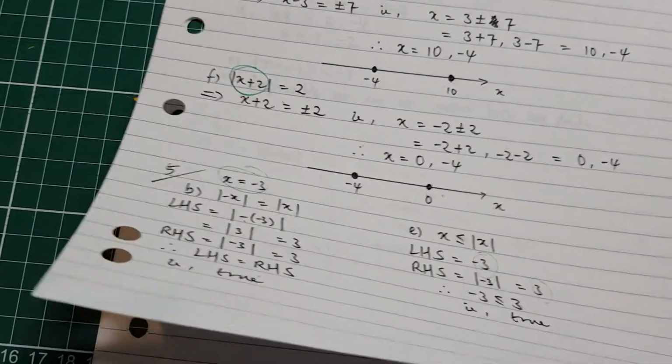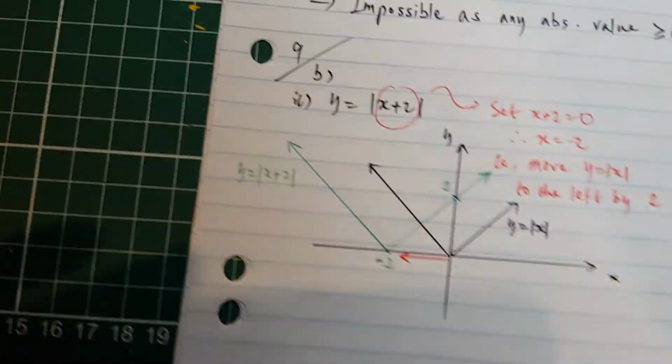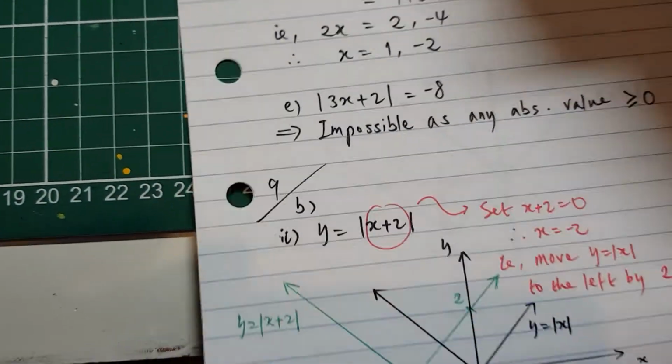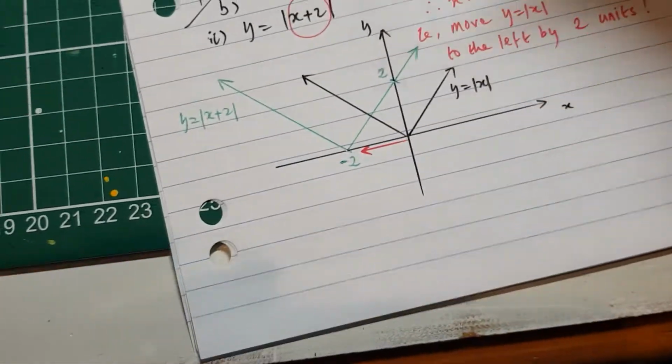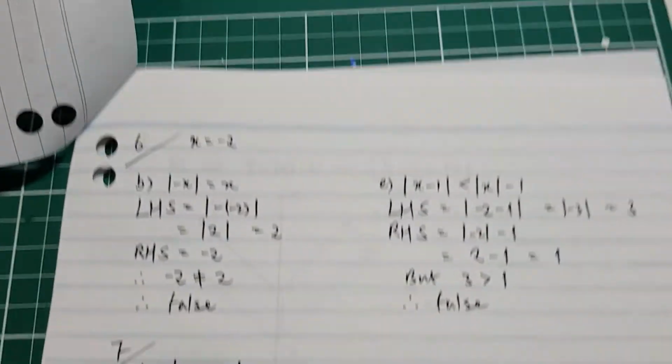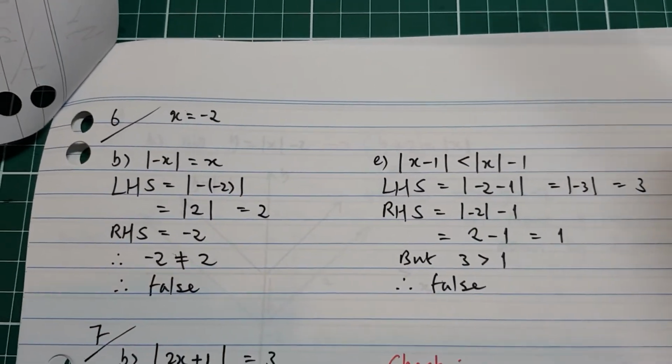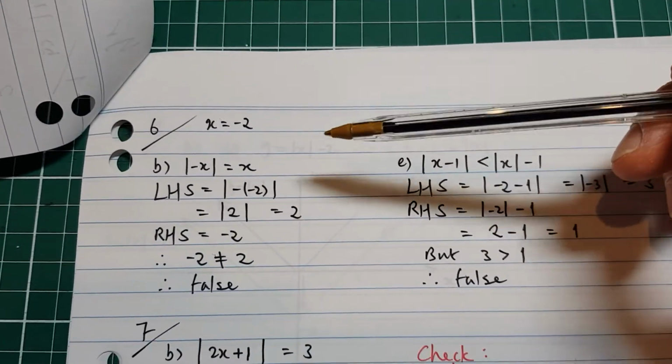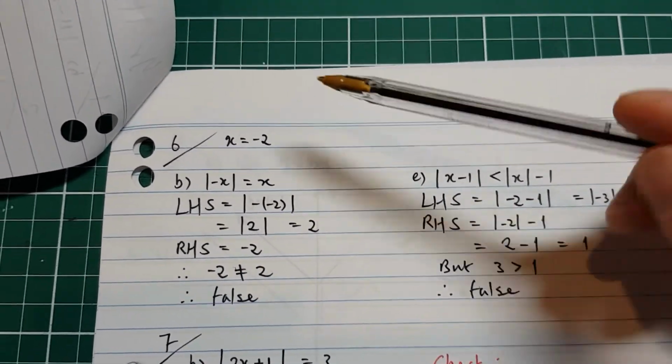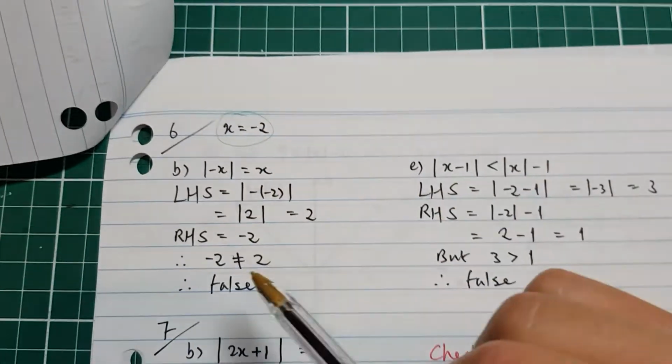All right, page 2. The question that I've chosen to do is question 6. This time it's all false, so you have to prove that they're all false where x is negative 2.